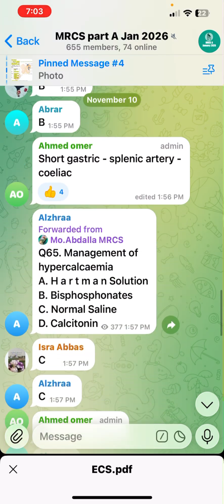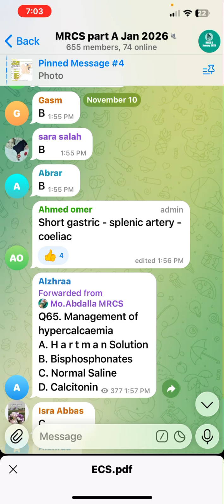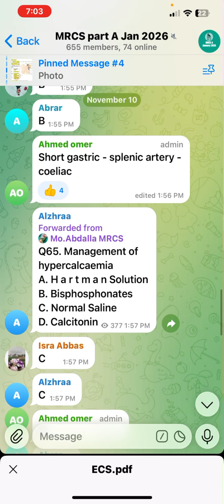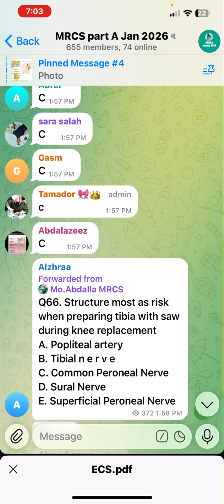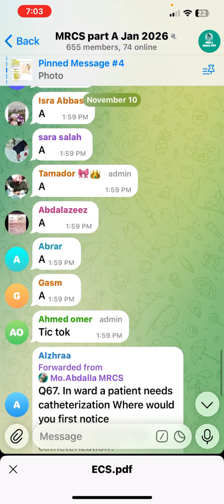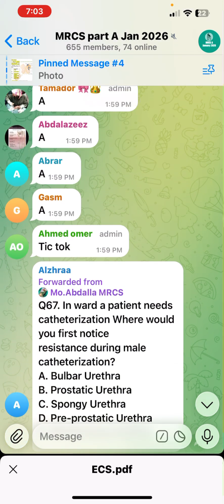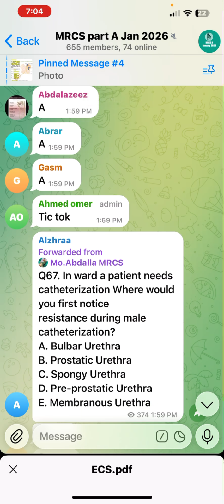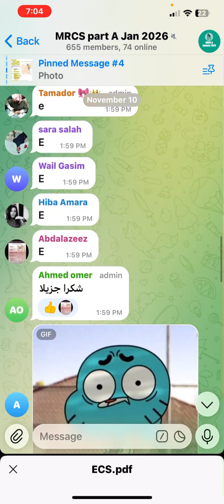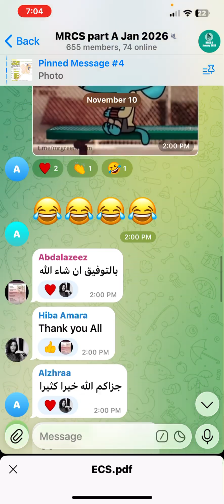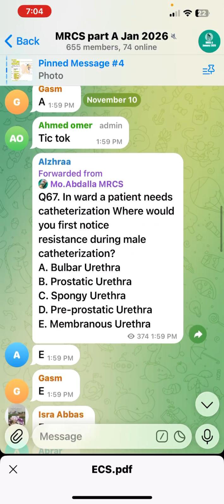Shortcut explaining management of hypercalcemia, normal saline. Most risk preparing tibia with a saw, common appearance popliteal artery. Invert patient needs catheterization. Where should you first notice resistance? Membranous. These were around 67 questions.